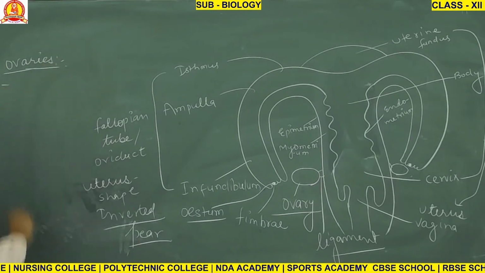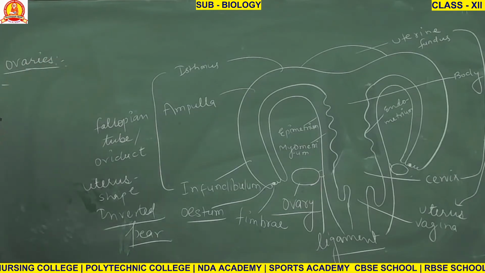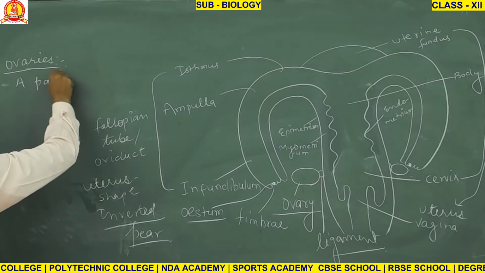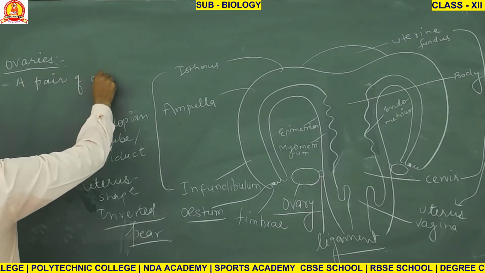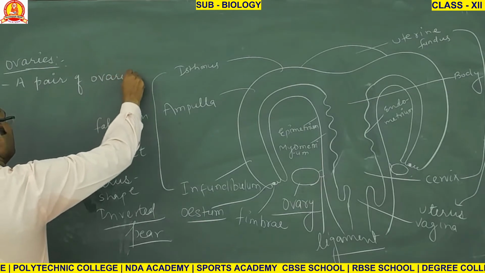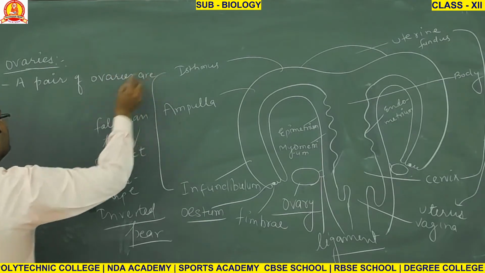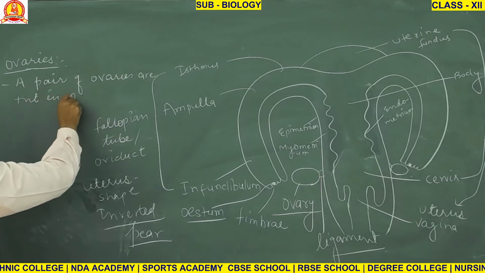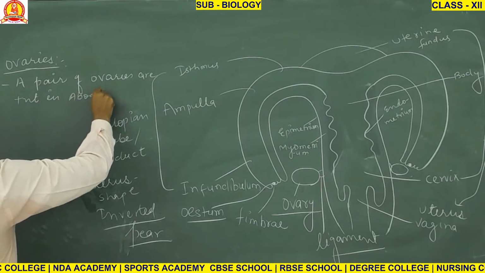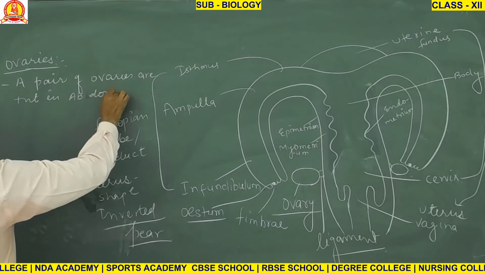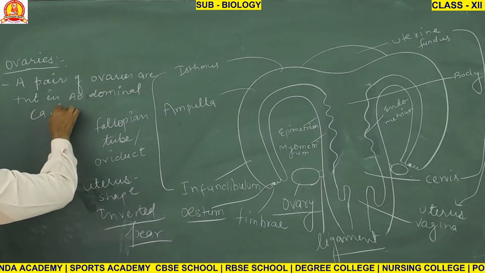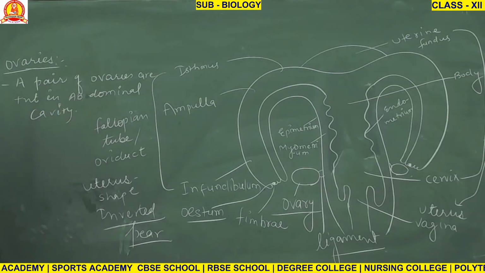Ovaries. A pair of ovaries are present in the abdominal cavity.